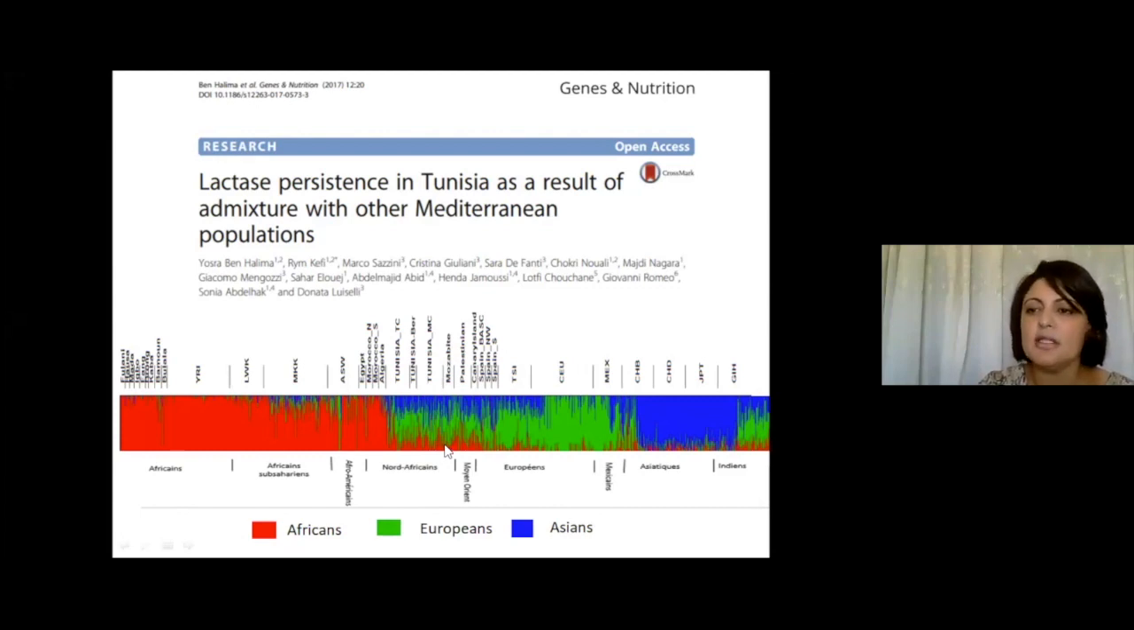So our finding with the mitochondrial DNA is also confirmed with other markers, uniparental marker like Y chromosome, but also other markers with Mendelian inheritance.